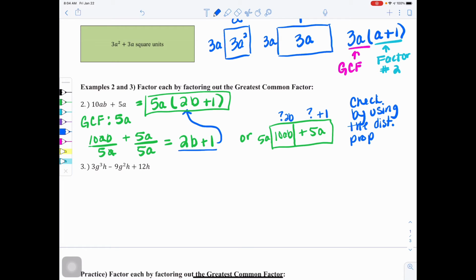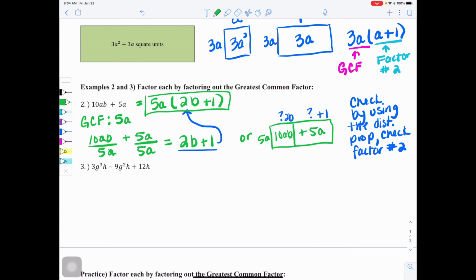Which means you can do that by using the arrows or using the boxes. The only other thing is you also have to make sure there's no other GCF inside the parentheses. If you don't take out the biggest thing, when you go to multiply it back through, it'll work, but it won't be the greatest common factor. So I would say check factor number 2, just to make sure that you really did pick out the largest thing.